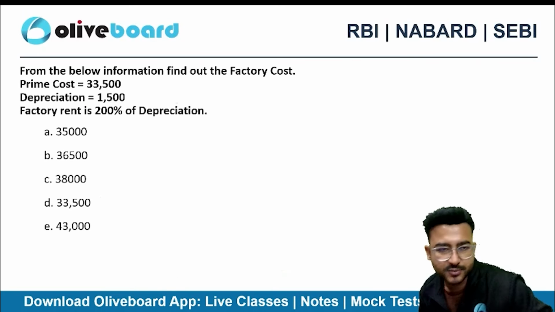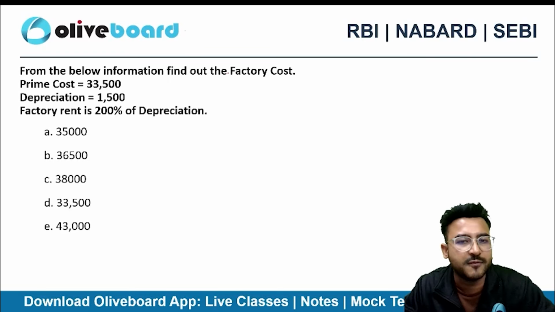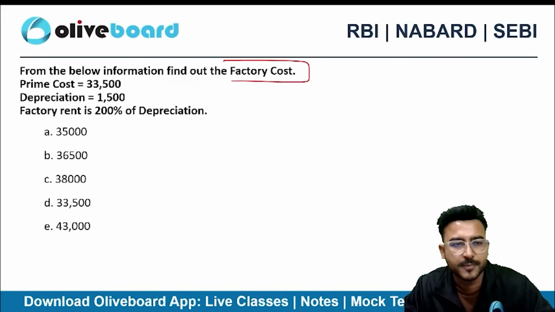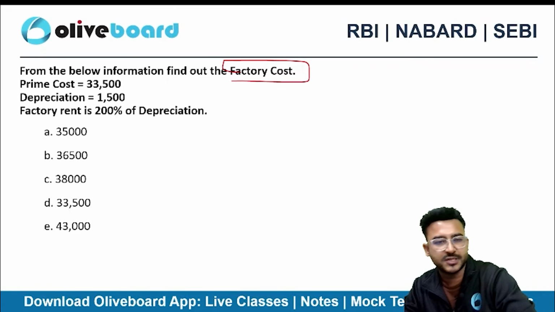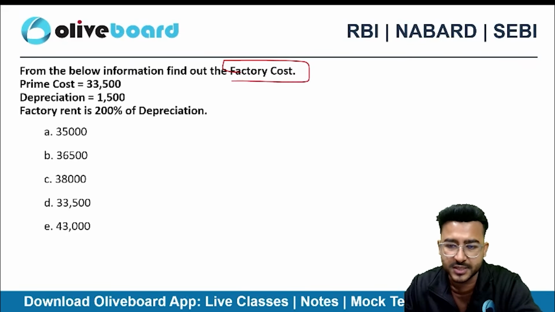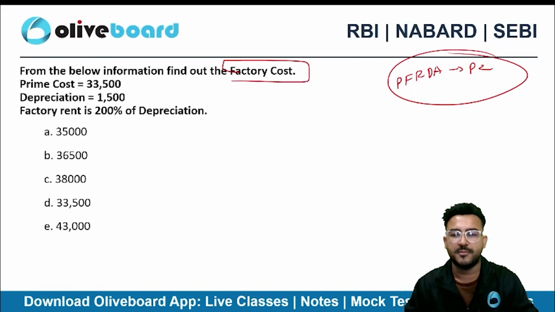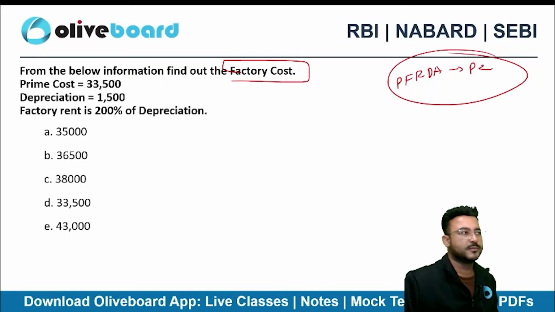Okay, next question. From the below information, you need to find out the factory cost. Prime cost is given, depreciation is given, factory rent is given, which is 200% of the depreciation. Now this question came in PFRDA exam phase 2.